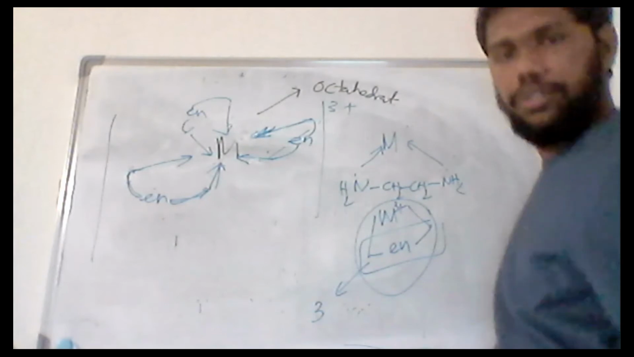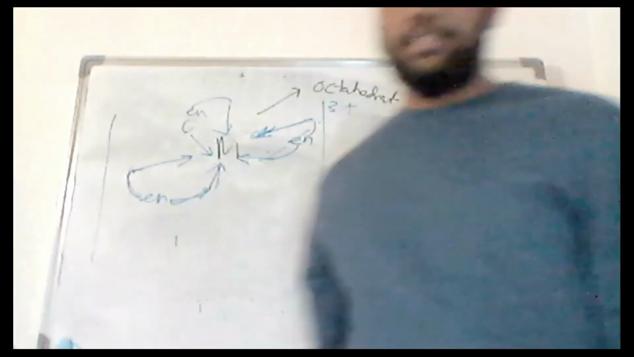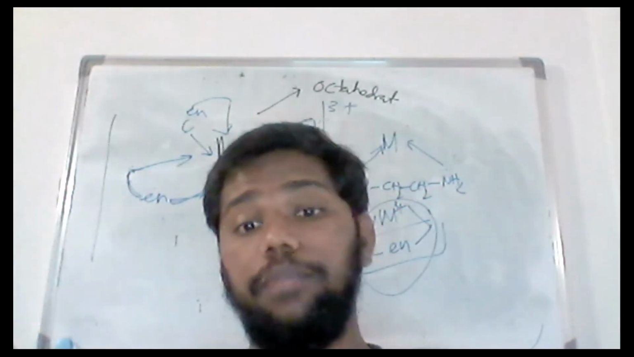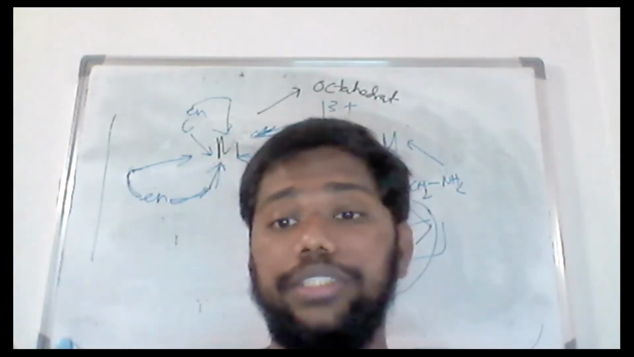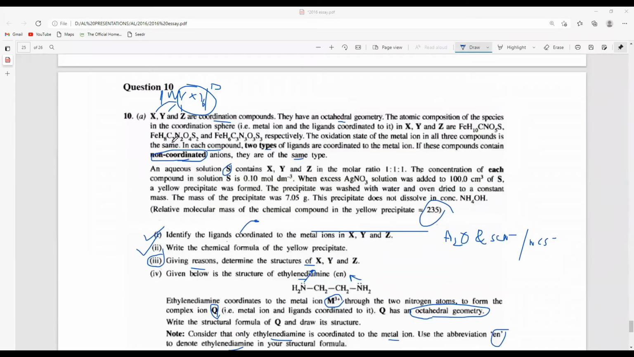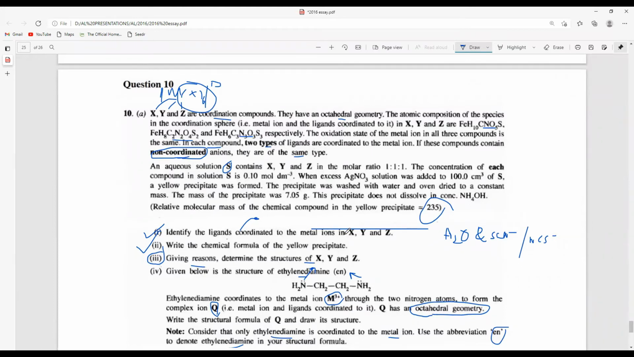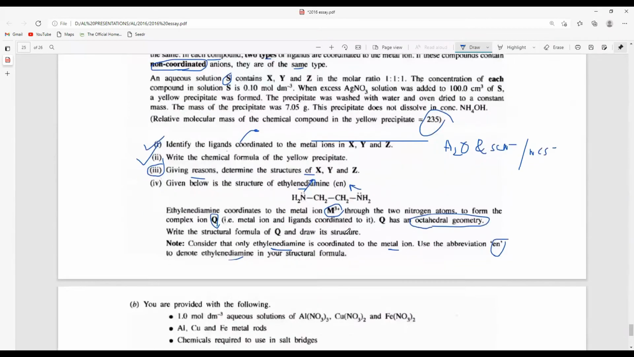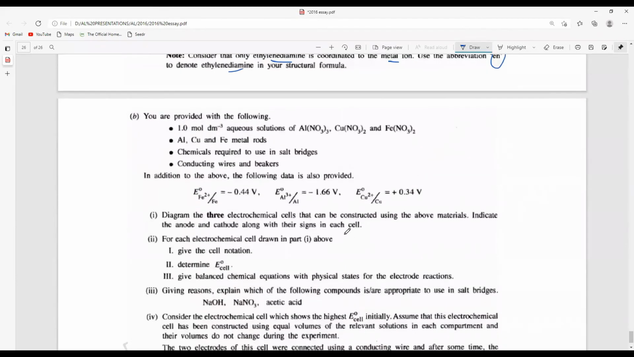So you can see how simple the last part is, and the previous part is very easy too, but you have a critical point to identify the oxidation state of the metal, like here in the compounds. So that is done. So part A of question number 10 is done. We will move on to part B very quickly.